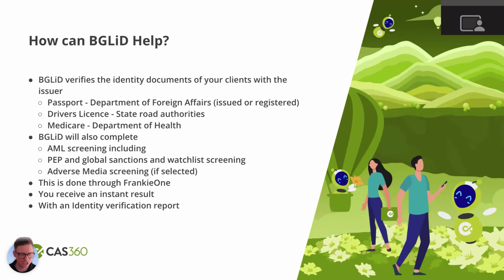All BGLiD checks also include AML screening, which includes PEP, global sanctions, and watch list screening. So every time you do a BGLiD screening, you automatically get the AML screening. Every single check has AML screening.